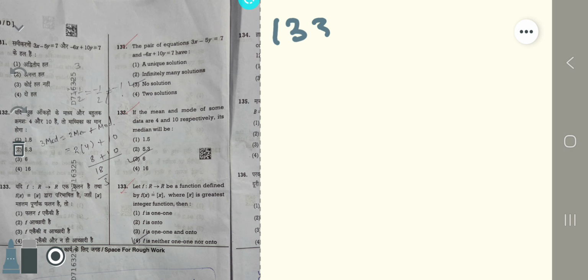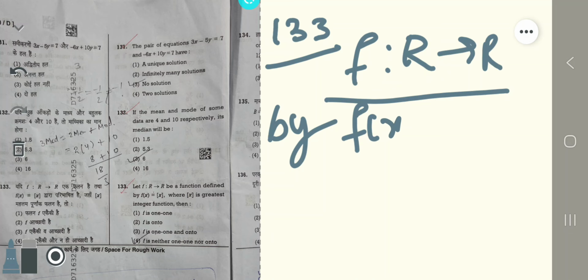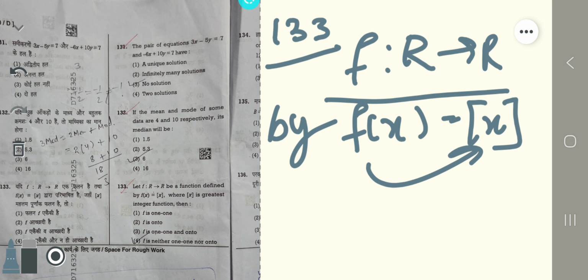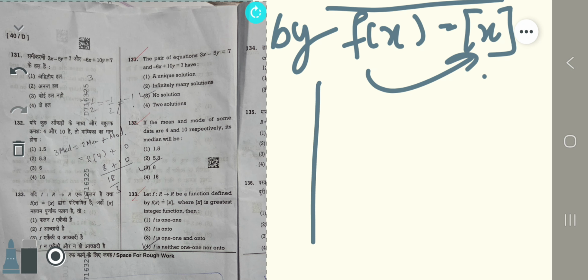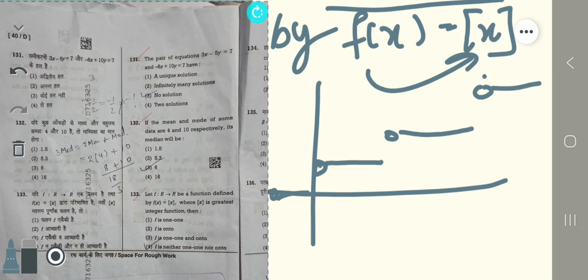Question number 133. f is defined from R to R as a function by f of x equals the greatest integer function. We have to check whether it is one-one and onto, one-one and not onto, or neither one-one nor onto. Look at the direct graph of the greatest integer function. If I make a graph, I am making a rough graph. Our graph looks something like this.